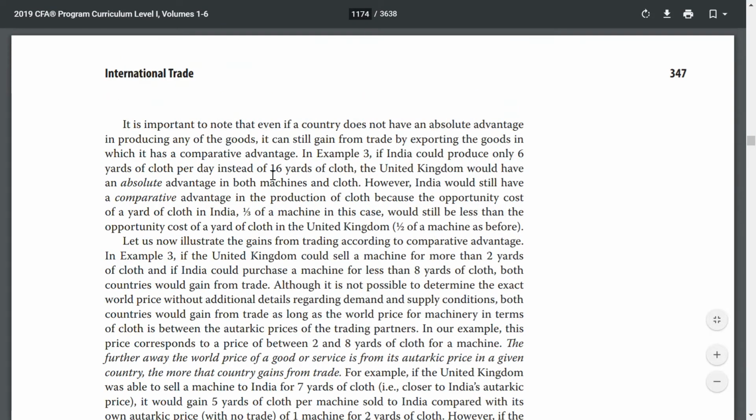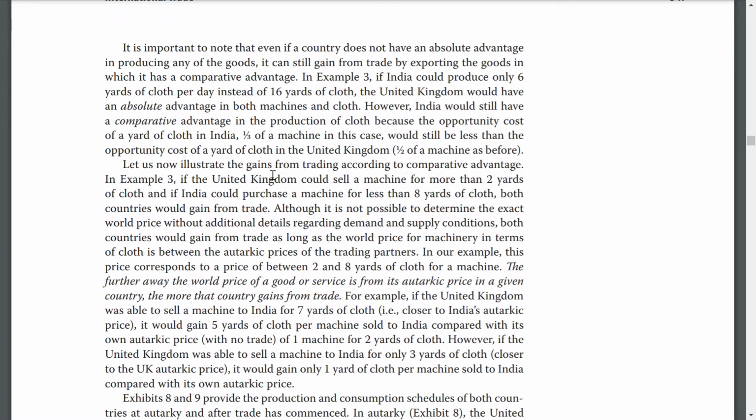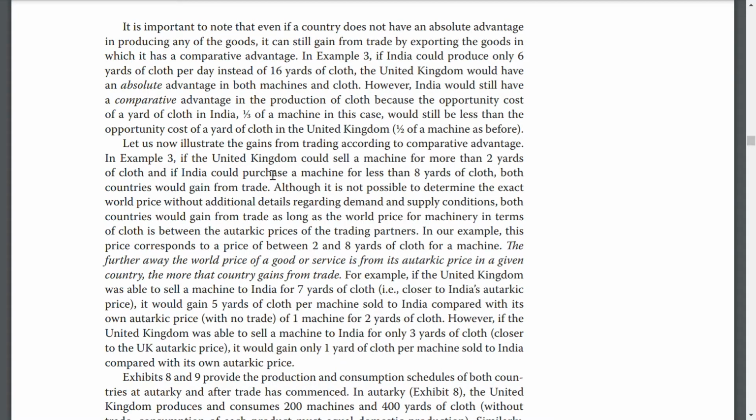It is important to note that even if a country does not have an absolute advantage in the production of any good, it can still gain from trade by exporting a good in which it has a comparative advantage. Example 3: if India can produce only 6 yards of cloth per day instead of 16 yards of cloth, the United Kingdom will have the absolute advantage in both machines and cloth. However, India will still have a comparative advantage in the production of cloth, because the opportunity cost of a yard of cloth in India is 1/3 of a machine, which in this case is still less than the opportunity cost of a yard of cloth in the UK.